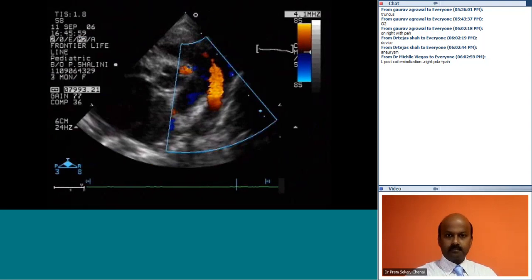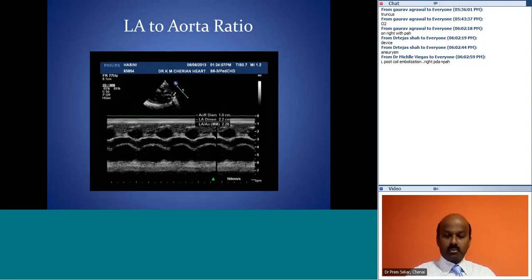M-mode is a useful diagnostic tool to quantify the shunt. The left atrium to aorta ratio is commonly used in premature babies and neonates to quantify the shunt. Anything beyond an LA to aorta ratio of more than 1.5 is considered significant.